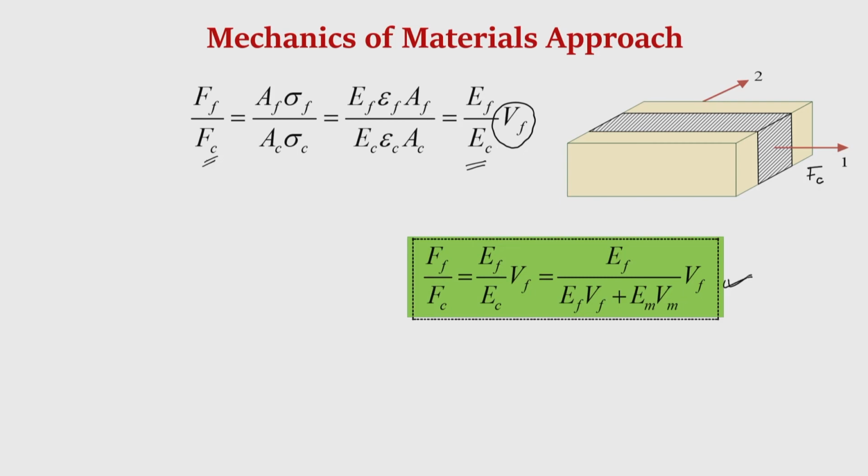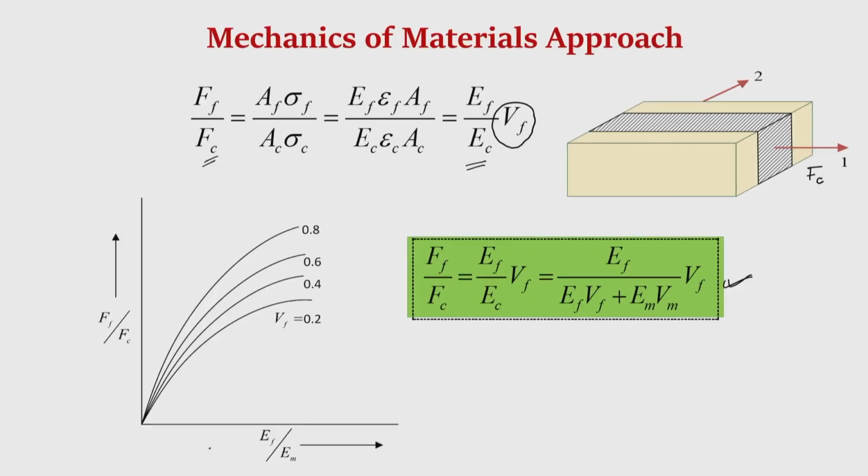So, this is the proportion of load that is carried by the fiber, and it is a function of E_f, E_m and V_f. For a given ratio of E_f by E_m, it increases with V_f. As E_f increases, that means Young's modulus of the fiber is more, more load is carried by the fibers. For a given Young's modulus of the fiber, as the volume fraction increases, the proportion of the load carried by the fiber increases with V_f. So, with increased E_f by E_m, the load carried by the fiber increases, and for a given E_f by E_m, the proportion of the load carried by the fiber increases with the increase in volume fraction.